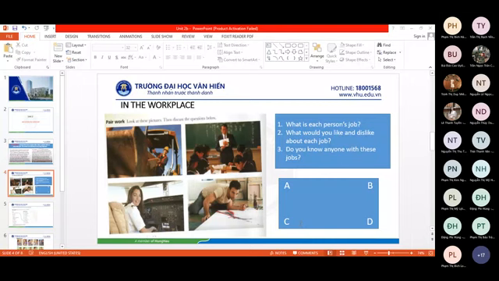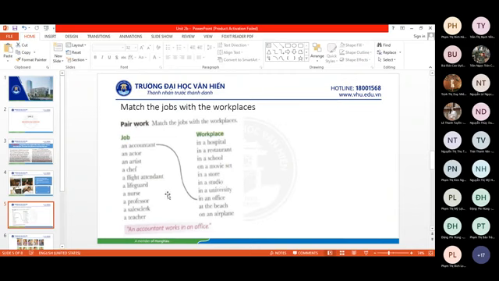Okay, so well, okay, you have a good word, art gallery. Okay, and you go to the next. Now it's easy. Now do this exercise. Match the work or the name of the job with the workplace, right? So this is a simple exercise.